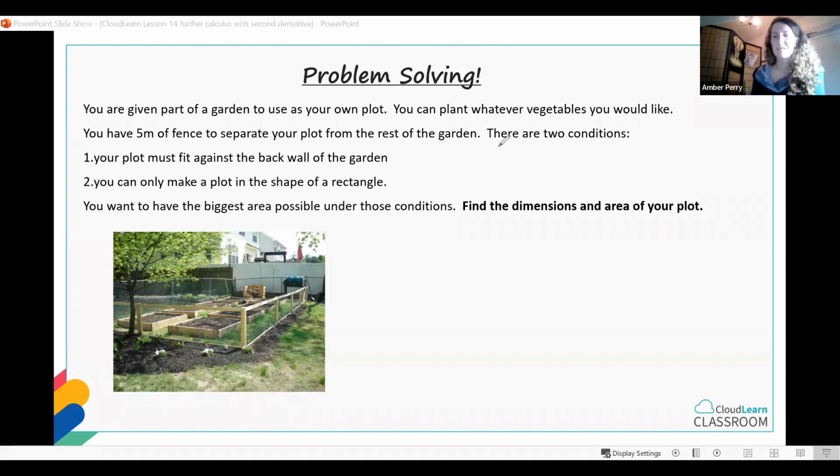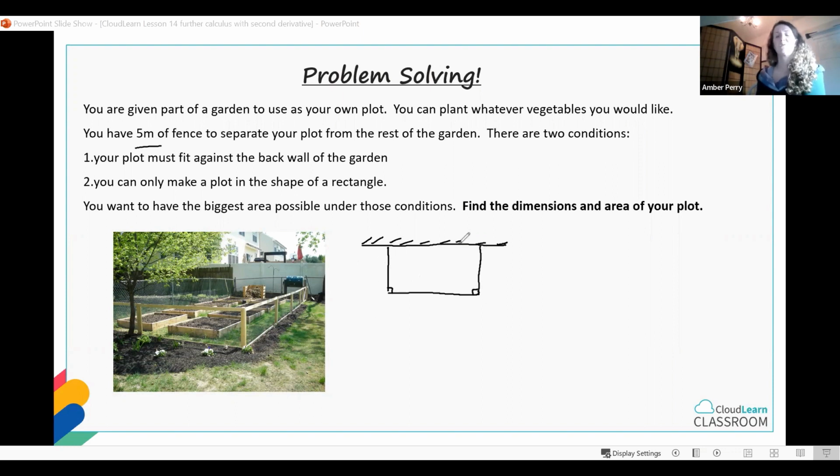Right. So let's do this quickly. So you've been given some rules. You've been given 5 meters of fence, okay, to separate your plot. So you're going to build your plot with 5 meters of fence. And the 2 conditions are that your plot must fit against the back wall of the garden. So I'm going to draw this back wall here. This is my wall. And you must keep your plot in the shape of a rectangle. So your plot is going to be a rectangle like this. It has to be a rectangle, otherwise my question won't work. So those 2 will be the same.